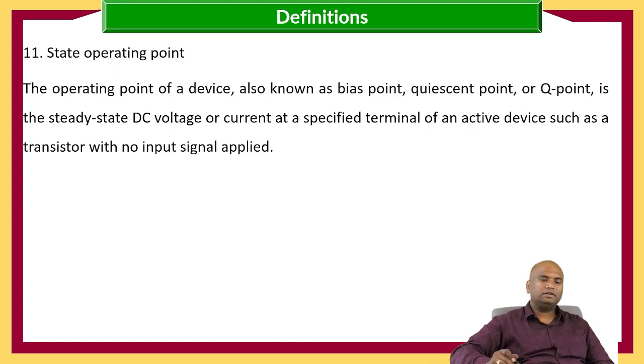State operating point. The operating point of a device, also known as bias point or quiescent point or Q point, is the steady state DC voltage or current at a specified terminal of an active device, such as a transistor, with no input signal applied. Here it is the point where a steady state DC voltage or current at a specified terminal of an active device such as a transistor with no input signal applied.